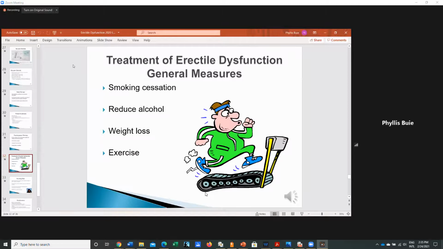So, what are some of the treatments for erectile dysfunction? Well, it's just like our general health. We want to get them to stop smoking, or at least reduce the smoking, reduce their alcohol intake, encourage weight loss if they're overweight, encourage some type of a regular exercise program.